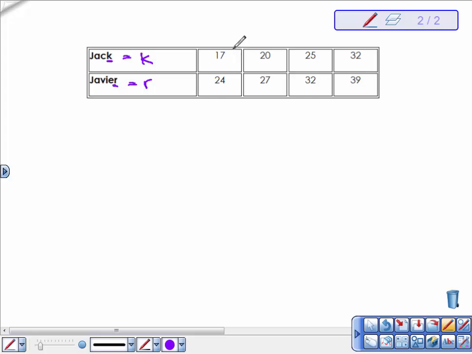All right, so I want to figure out whatever my rule is. I want to figure out first, how do we get from Jack to Javier? So how do we get from the number of cards that Jack has to the number of cards that Javier has? And the way that I start that is that I want to first look at the first set of numbers. The first set of numbers, I start with 17, and I then get to 24.